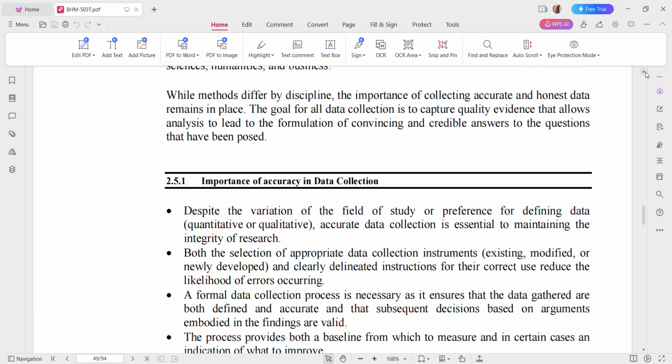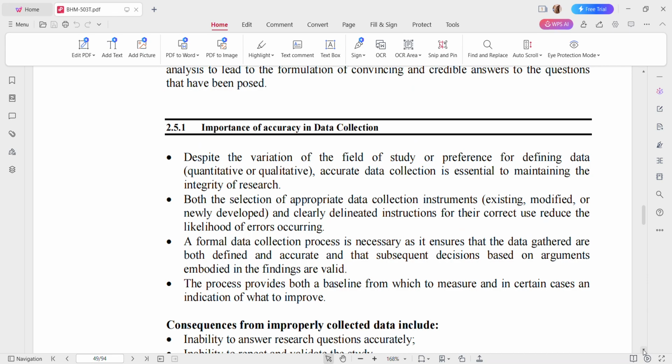Okay. We have here the importance of accuracy in data collection. Why it's important that you have to ensure that the data collected are accurate and valid. Now, despite the variation in the field of study or preferences for defining data, it may be quantitative or qualitative, still accurate data collection is essential to maintaining the integrity of research. So meaning to say, for you to ensure that there is integrity in your research, you have to really present that the data collected is accurate.